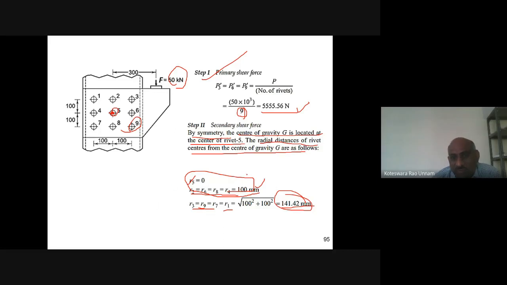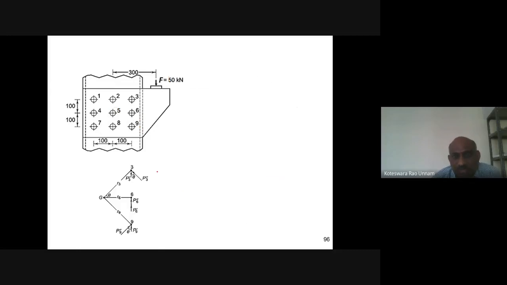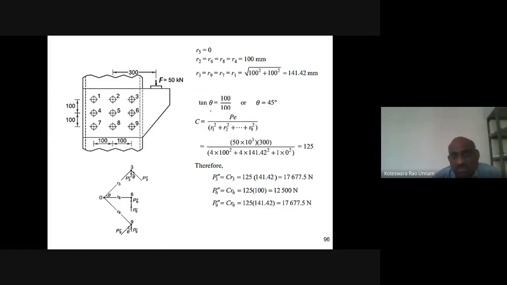But before that, we need to compute the C value. To compute the C value, we require all these values. So tan theta is 45 degrees. Here you can clearly see that if you join rivet 3 to the center of gravity, this vertical height is 100, and this horizontal height is also 100. Therefore tan theta is nothing but 100 by 100, so from that you will get theta is 45 degrees.